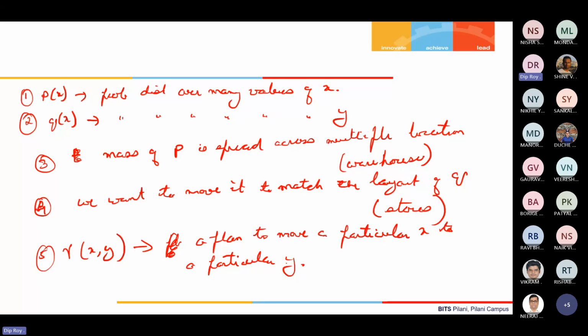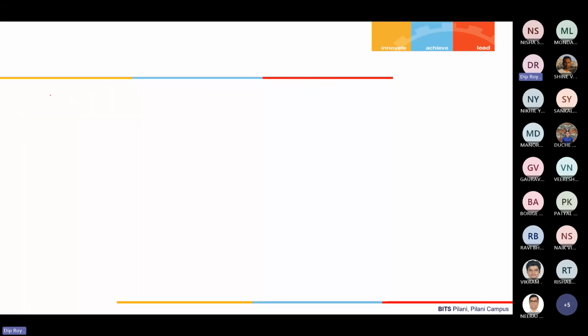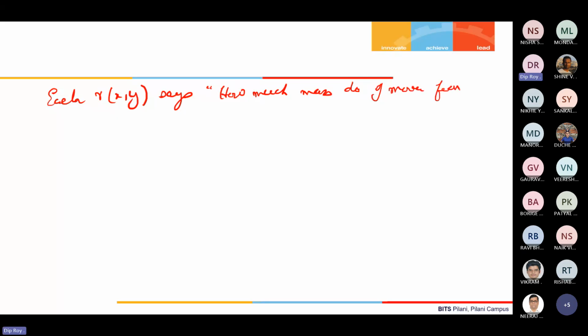Now, each of these rho x y says, how much mass do I move from point X in P to point Y in Q? All right, this is what it is saying.